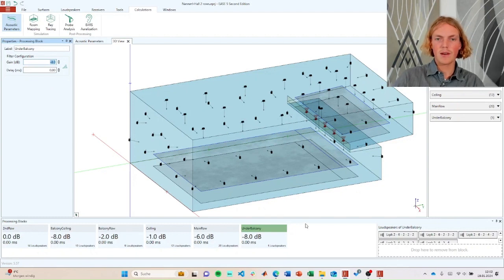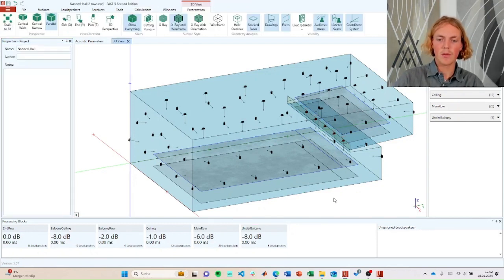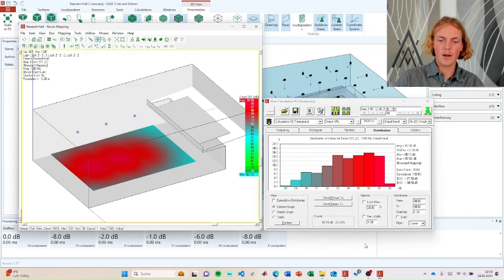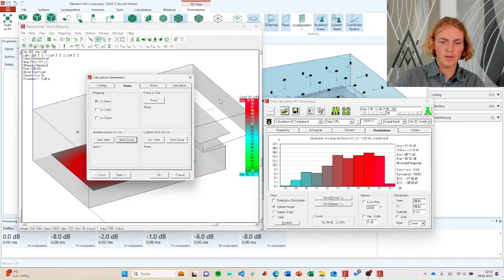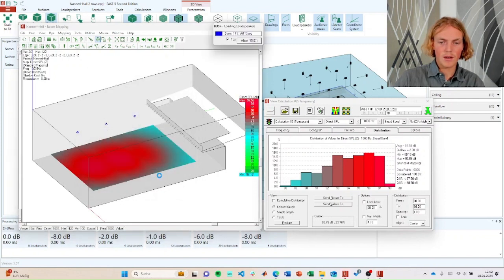So with that in hand, we can go to the simulation again. Of course, we have to refresh the room mapping and recalculate the map, and in this last mapping we have to do, we'll choose all loudspeakers and we choose all audience areas. All right, and now the simulation runs, and I'll be back when it's done.